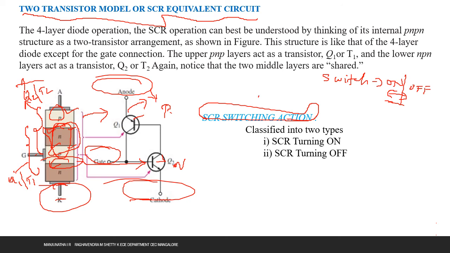SCR switching action is also similar to this. We should make the SCR turn on and turn off. This switching action is classified into two types: SCR turning on and SCR turning off. In SCR turning on, the SCR should conduct. SCR turn off should be non-conduction. How to make the SCR fall in conduction mode and non-conduction mode will be discussed in the next slide.